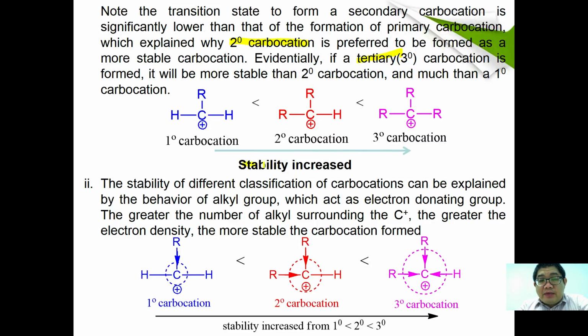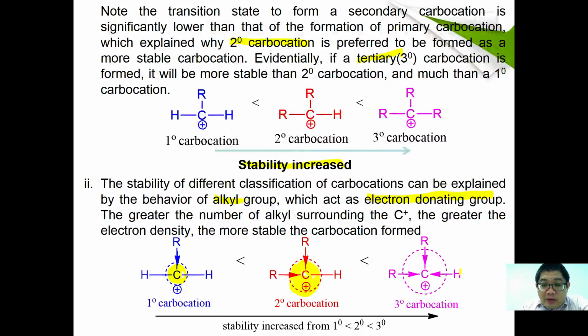Here we summarize that the stability increases going down the classification of the carbocation. How are we going to explain this stability? Imagine that usually all alkyls behave as electron donating groups. When an electron donating alkyl group is attached to that carbon, it causes the electron density of that carbon to increase. If there is one alkyl, the electron density slightly increases; if there are two alkyls surrounding the carbon, the electron density increases further.